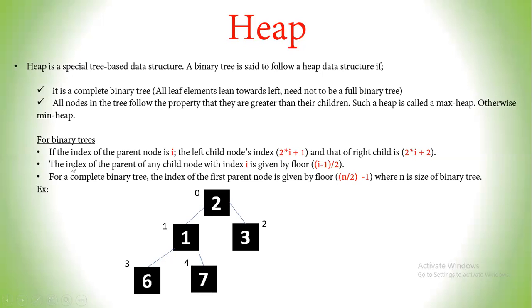Okay. So the index of the parent of the child node i is given by floor of (i minus 1) divided by 2. For example, we'll take this element. This is a child and its parent is this node. We will check whether the index of the parent is given by this formula. So i is 4. 4 minus 1 divided by 2 is 3 divided by 2, 1.5. The floor of 1.5 is 1. So okay, the parent is given by 1.